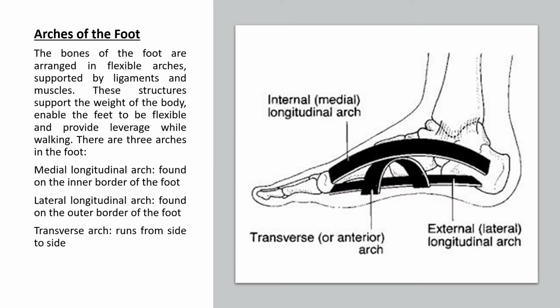Now let's take a look at the arches of the foot. The bones of the foot are arranged in flexible arches supported by ligaments and muscles. These structures support the weight of the body, enable the feet to be flexible, and provide leverage while walking. There are 3 arches in the foot: the medial longitudinal arch, which is found on the inner border of the foot, the lateral longitudinal arch, which is found on the outer border of the foot, and the transverse arch, which runs from side to side.